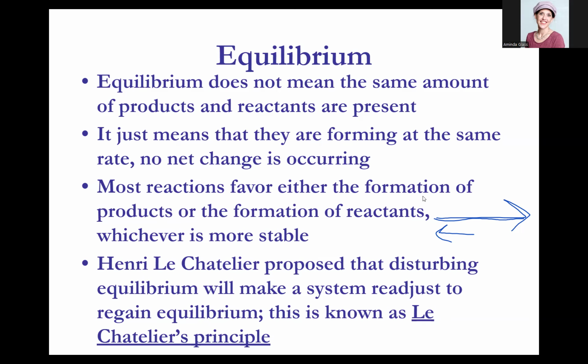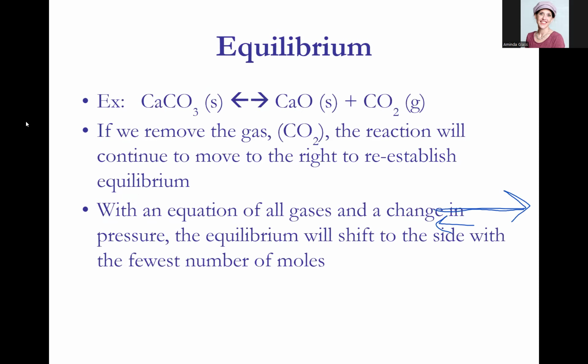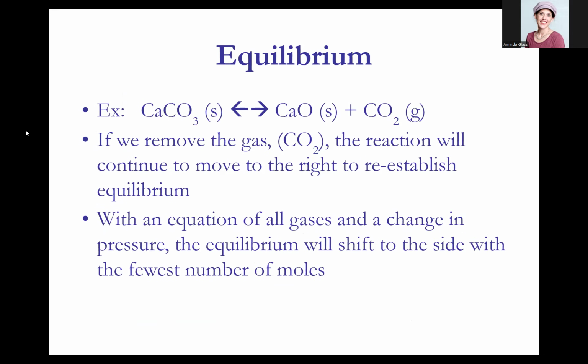There was a French scientist called Henri Le Chatelier, and he proposed that disturbing equilibrium will actually make a system adjust to regain that equilibrium. And this is called Le Chatelier's principle. And companies actually use this to increase their yield. And they've learned how to manipulate equations that are at equilibrium to continue to produce to maximize their profits.